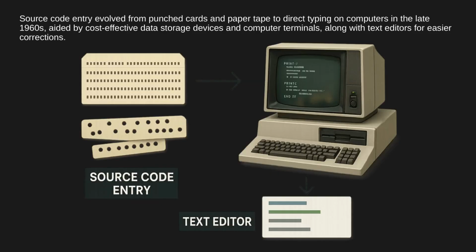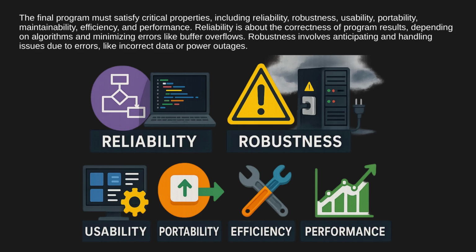Source code entry evolved from punched cards and paper tape to direct typing on computers in the late 1960s, aided by cost-effective data storage devices and computer terminals, along with text editors for easier corrections. The final program must satisfy critical properties, including reliability, robustness, usability, portability, maintainability, efficiency, and performance.